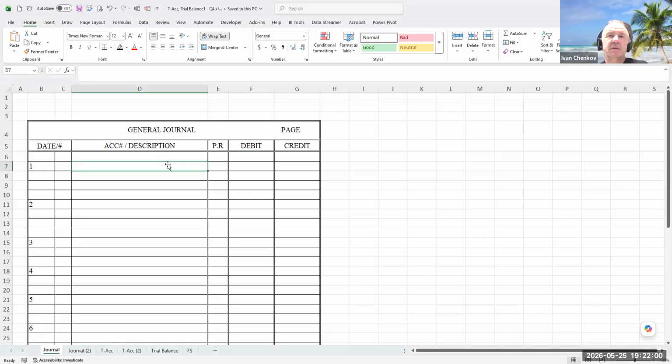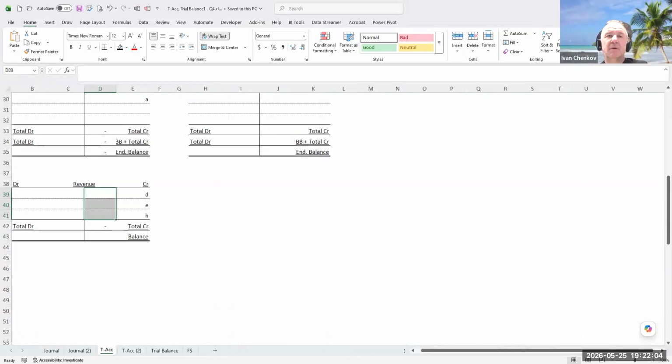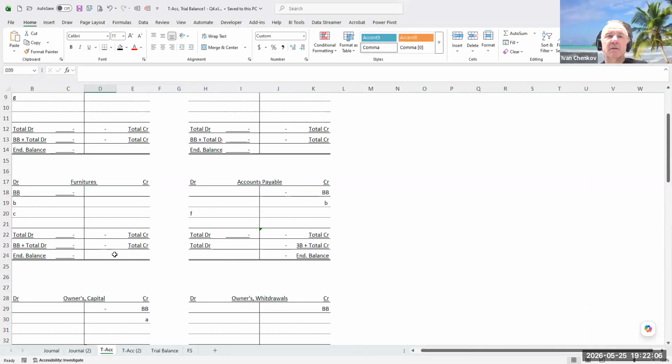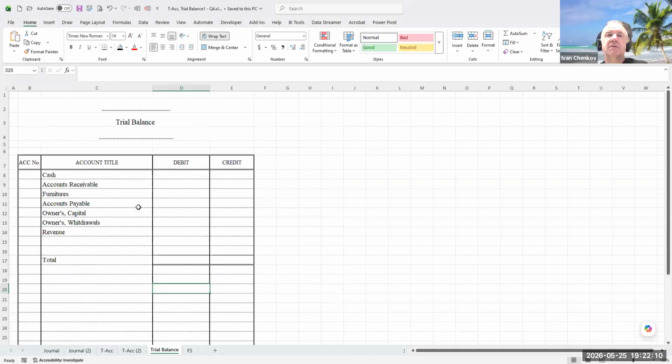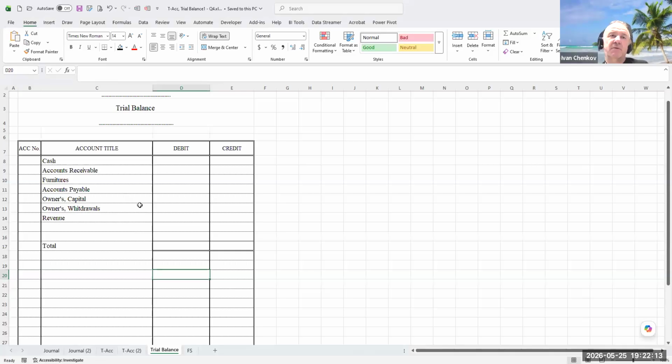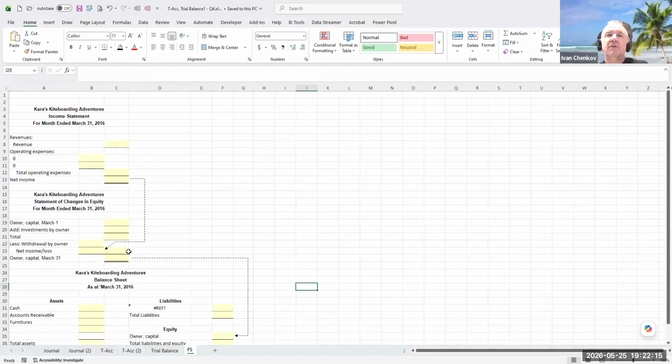The first one is the one that we're gonna work. Second one is the solution. Then we're gonna have the trial balance, the T accounts. Solution for the T accounts. Trial balance, I'm not giving you a solution. We're gonna do it today. And the financial statements, again, we're gonna do it now.